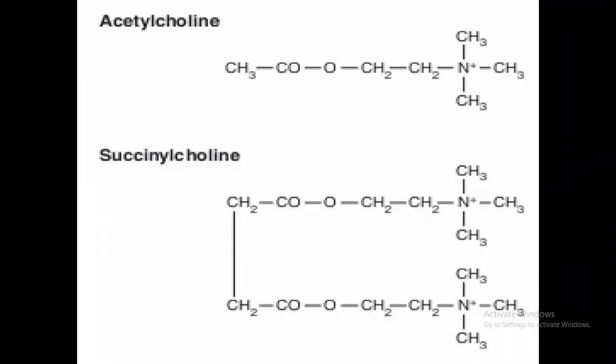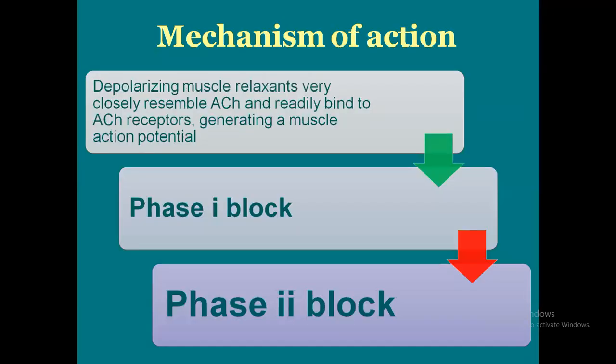Now, this is the structure of acetylcholine. You can see the upper chemical formula, and the lower one is exactly the same. Two acetylcholine molecules stuck together back to back. The only difference is CH3 has become CH2. That's all. Mechanism of action: a depolarizing muscle relaxant very closely resembles acetylcholine and readily binds to the acetylcholine receptor, generating muscle action.